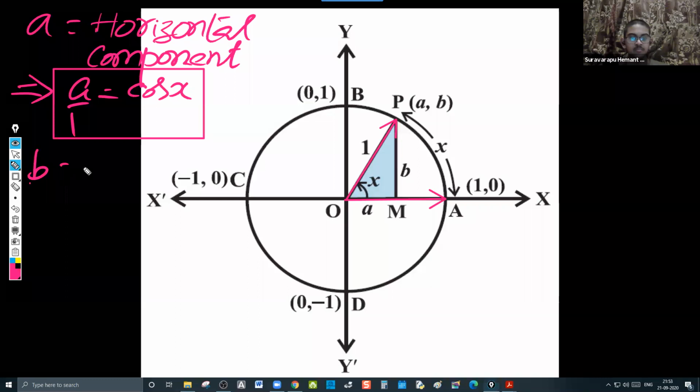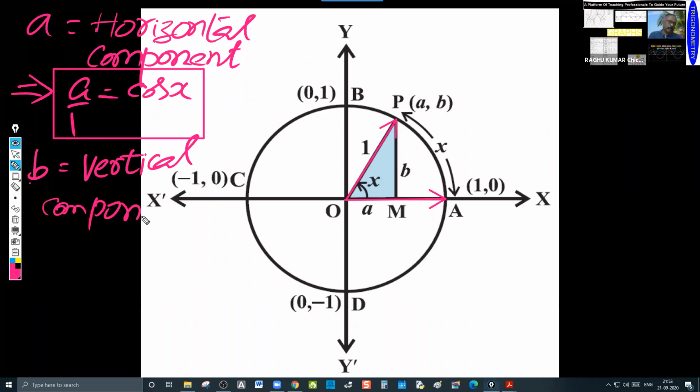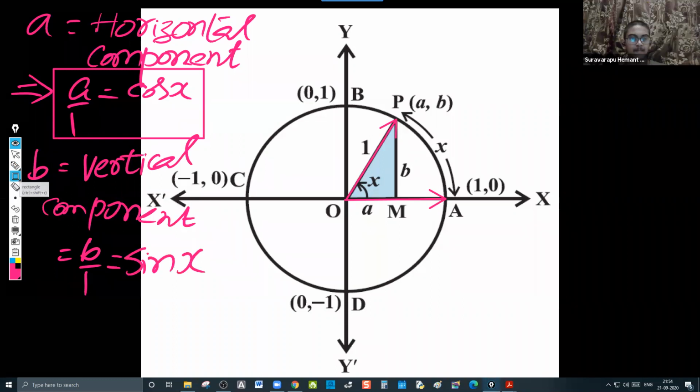Vertical component. Yeah, vertical. Vertical component means, you have to understand, in physics generally it will be used further. So the vertical component is nothing but opposite side by hypotenuse. What is the opposite side there? B. This is B by 1. Horizontal component is cos x and vertical component is sin x. This is what I explained.